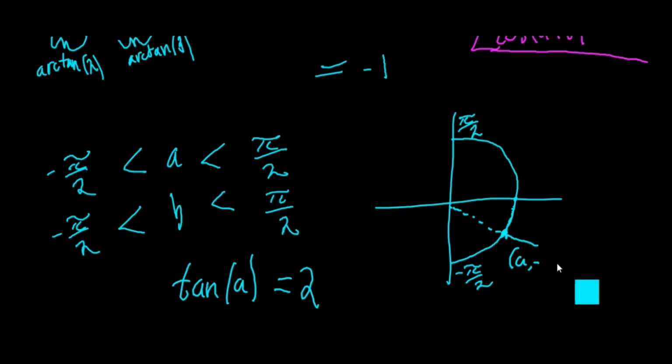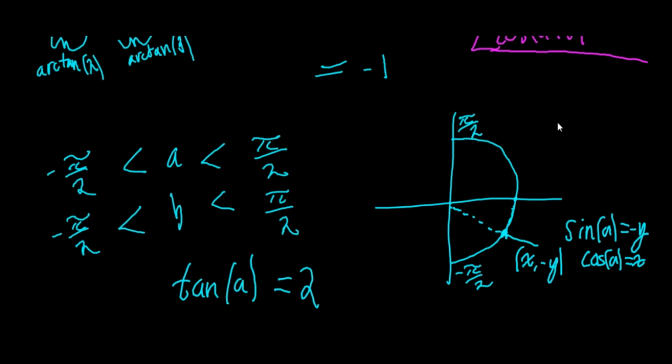Let me actually make this x, negative y, so as not to confuse with the A over here. So when we take the sine of A, this is going to be equal to negative y. When we take the cosine of A, it's going to be equal to x. So the tangent of A is going to be equal to x over negative y, which is a negative number. But remember, tangent of A is a positive number. So this tells us that A can't possibly be a negative number.